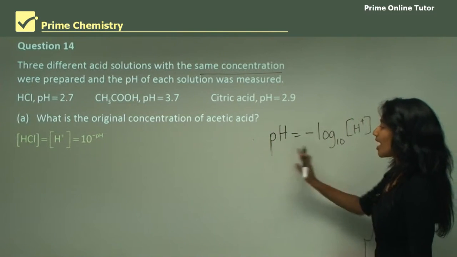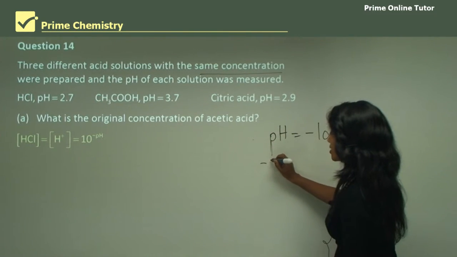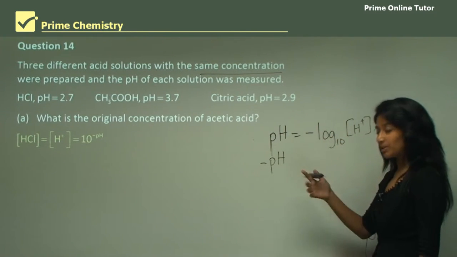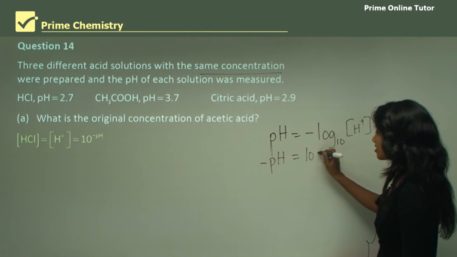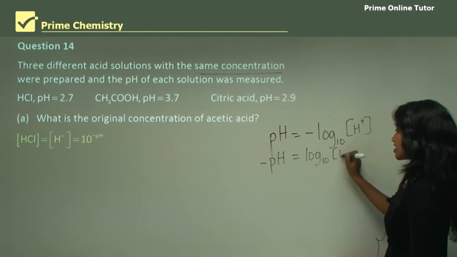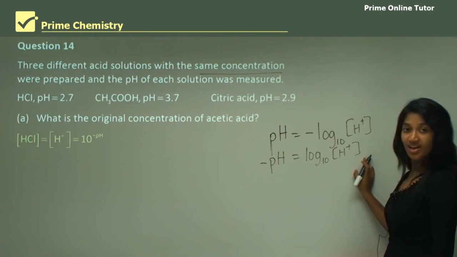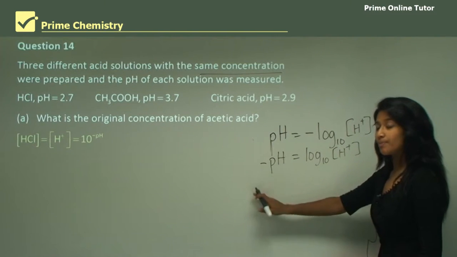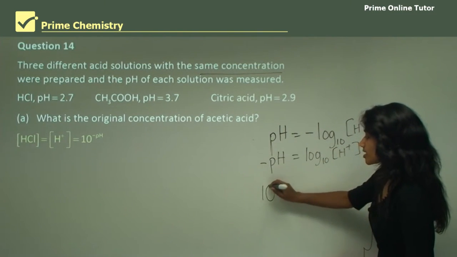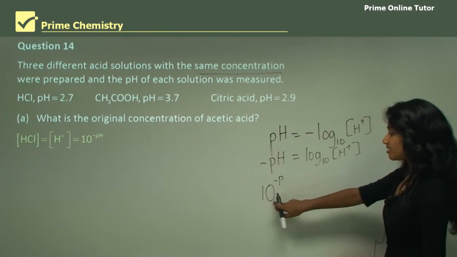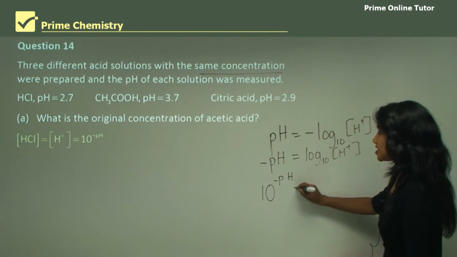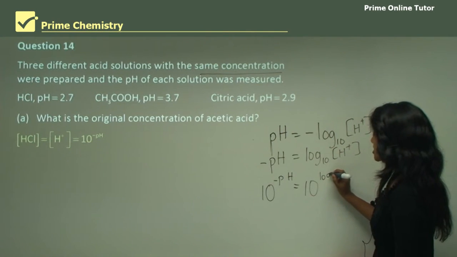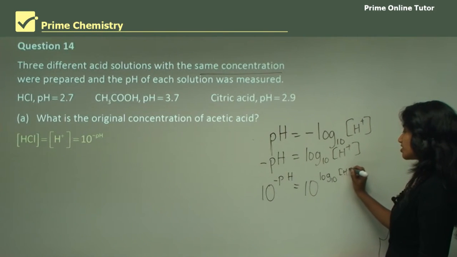Now first you would put minus signs on both sides. So for example, you would have minus pH. When you put a minus sign next to a minus sign, it becomes plus. So you would get log to the base 10 of the hydrogen ion concentration as here. Now what you do is you put 10 to the power of minus pH. So you put a base of 10. So your equation would now look like 10 to the minus pH, which equals 10 to the log to the base 10 of the hydrogen ion concentration, because we're doing the same thing to both sides.